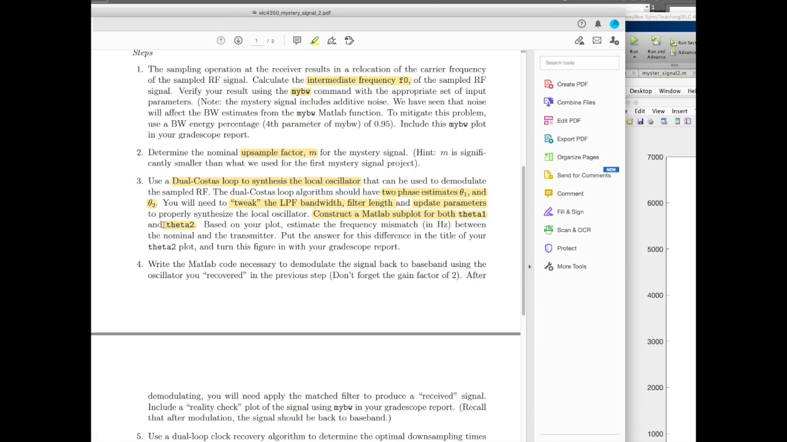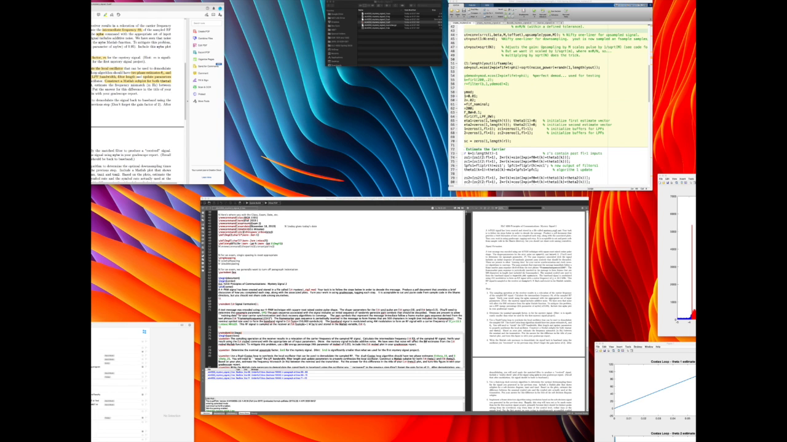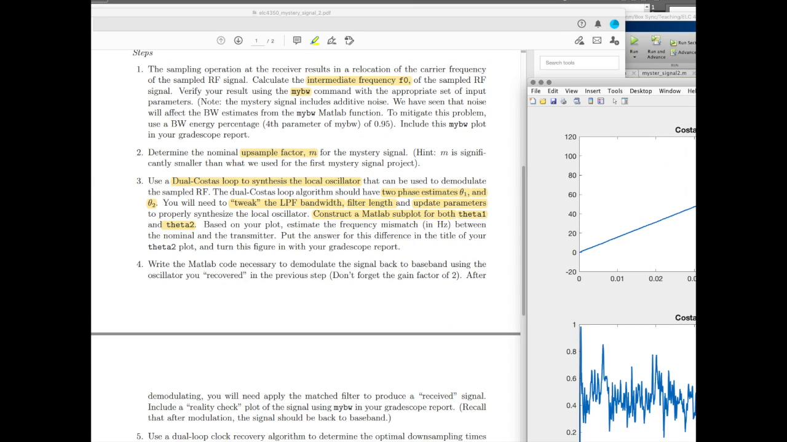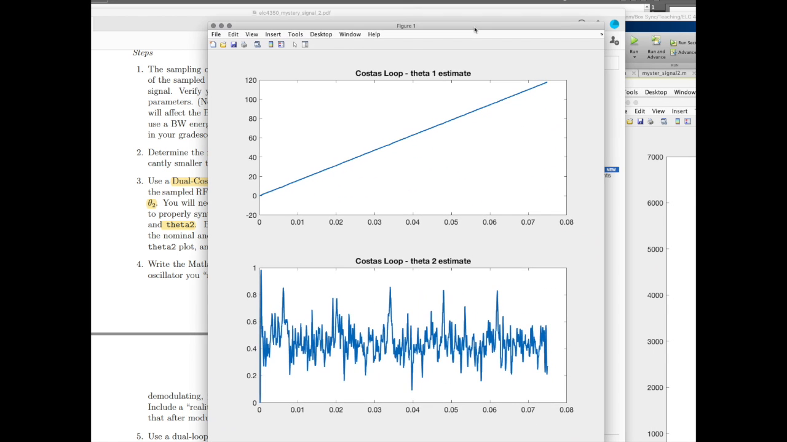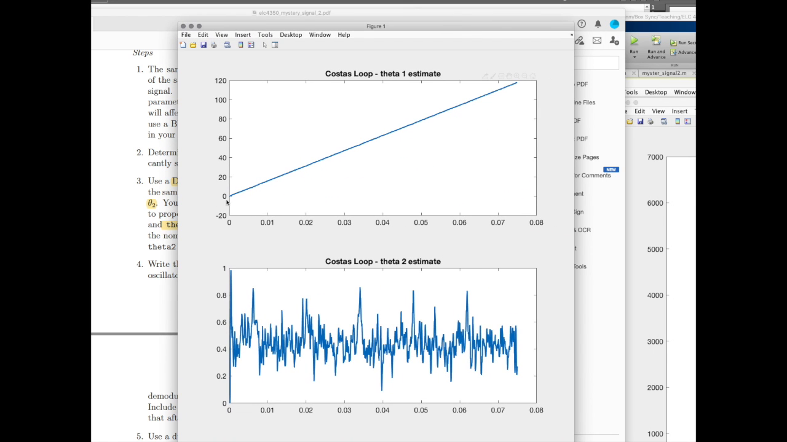One of the things that people get hung up on in working on these projects is knowing whether or not you're on the right track. Here's how you can tell. When you do the phase plot for the Costas loop, you should get a straight line, and of course we know what that means. That means there's a difference between f0 nominal and the actual f0 used at the transmitter. So you should get something that looks like this. The theta 2 estimate can be pretty noisy.